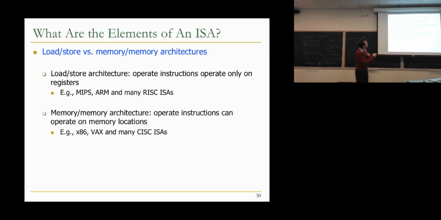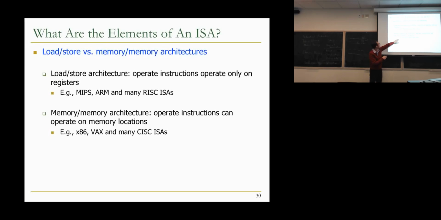Right? In a load store architecture, operate instructions operate only on registers. MIPS, ARM, and many RISC ISAs are like that. There's no way you can operate on a value without putting it into a register first. In a memory-to-memory architecture, operate instructions can operate on memory locations as well, in addition to operating on registers. x86 is an example. You could increment a memory location.